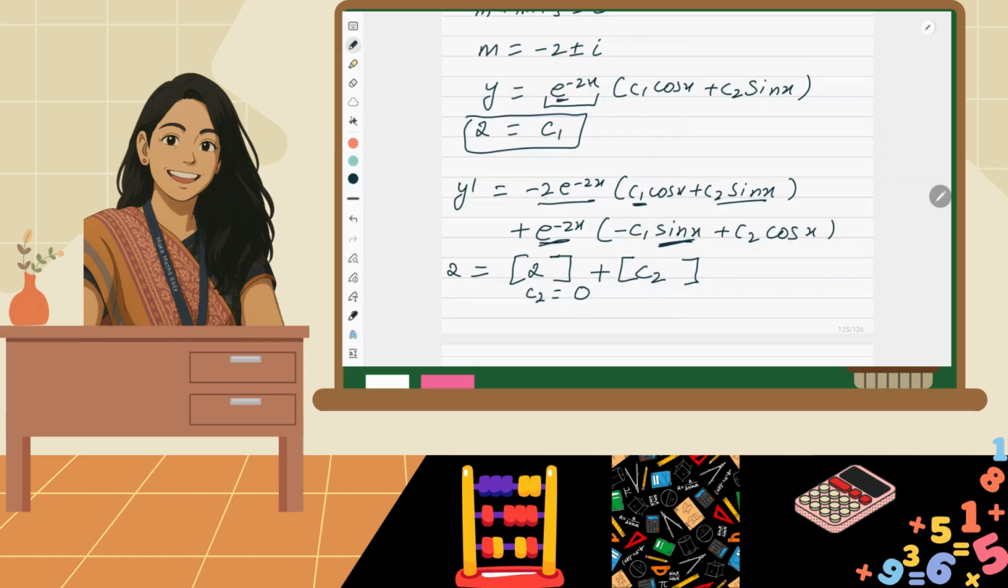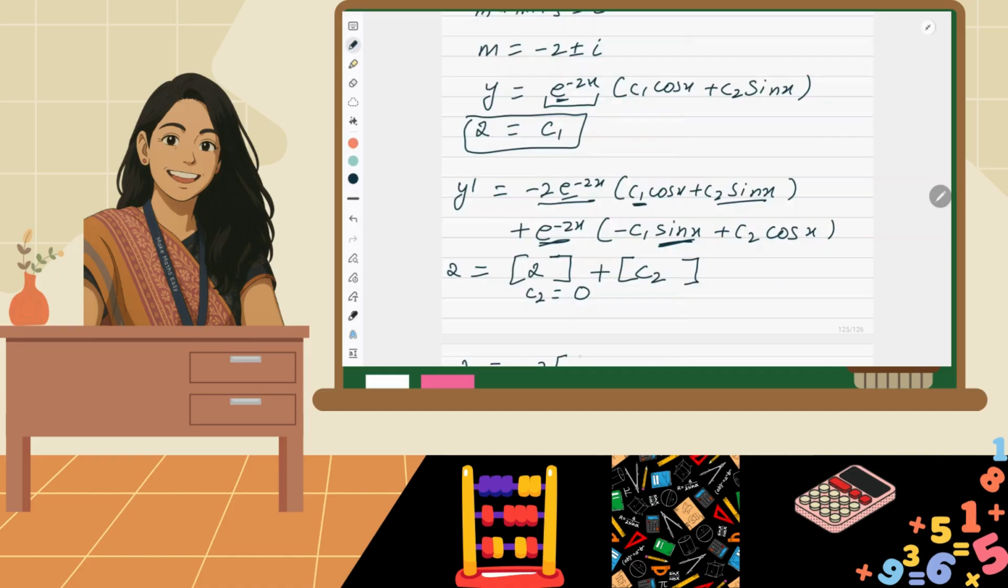Okay, at x is equal to 0, I should find the value. So let me write down again: y dash value is 2. So I'll put minus 2. Okay, this minus 2 I forgot. If you remember, see here, this minus 2 I forgot when I wrote the values. So that is the only mistake I have made. So e to the power 0 is 1. I'll put it again here. So minus 2 e to the power 0 is 1, in the bracket C1 cos x.